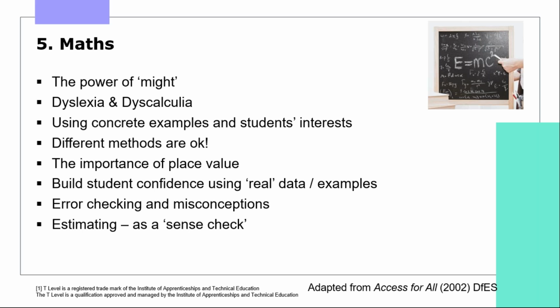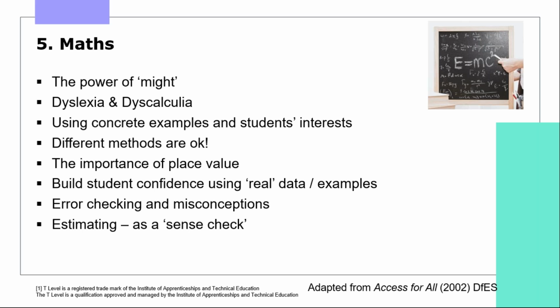So please never underestimate the power of might. We've got dyslexia and dyscalculia and how they impact on maths, as I say, remembering. Dyslexia is a memory processing difficulty, and that can turn up with numbers as well as letters. So that's where you have dyscalculia coming in. Using concrete examples, and of course the students' interest, to get them involved in contextualizing the maths that they do.